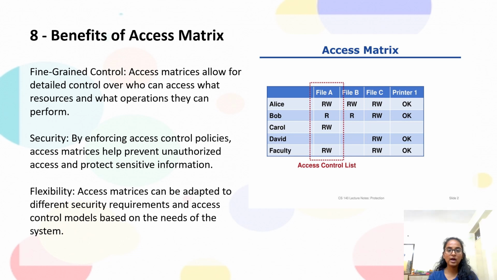Check: verify whether a subject has the necessary permissions to perform a specific operation on an object. Then, benefits of an access matrix. Fine-grained control: access matrix allows for detailed control over who can access what resources and what operations they can perform. Security: by enforcing access control policies, access matrix helps prevent unauthorized access and protect sensitive information.